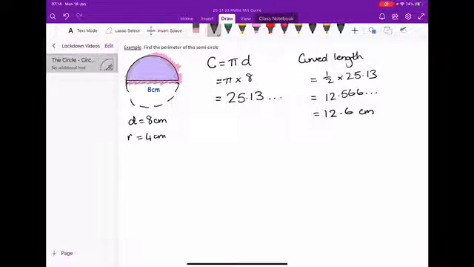Okay, so we've got the curved length. Now we just need to add the 8 centimetres from that straight edge at the bottom to get the perimeter of the full shape. So 12.6 plus 8, which is 20.6 centimetres.